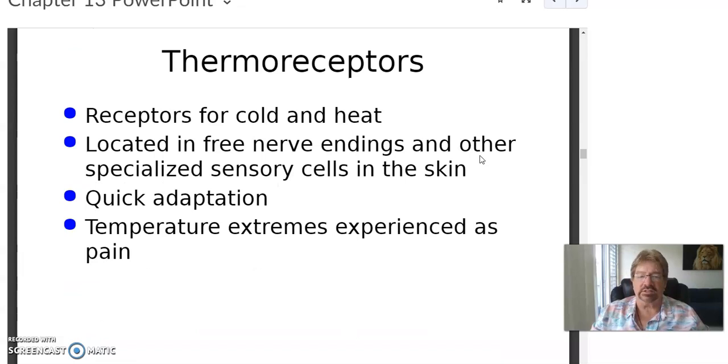Thermoreceptors detect heat and cold. There's actually different ones for each one. Located in free nerve endings and other specialized sensory cells in the skin. I remember one of them is called a Krause end bulb. Detects cold, but you don't have to know that. Quick adaptation. Like the other day, I went swimming at Ko'olina, and it's in the spring. It's a little bit cold, and it's pretty chilly when I first got in. Plus, it was windy that day. But after I've been out there bobbing around for a while, it didn't bother me as much because I adapted. Temperature extremes are experienced as pain.